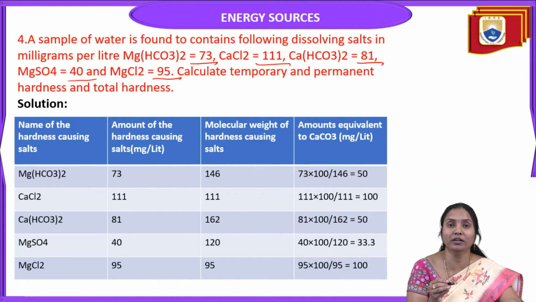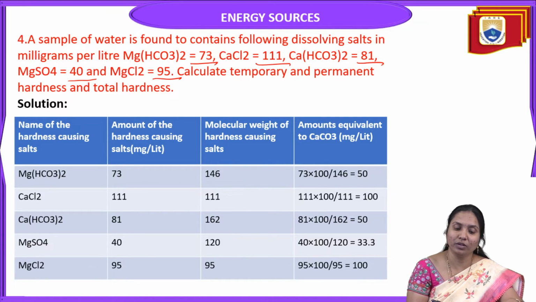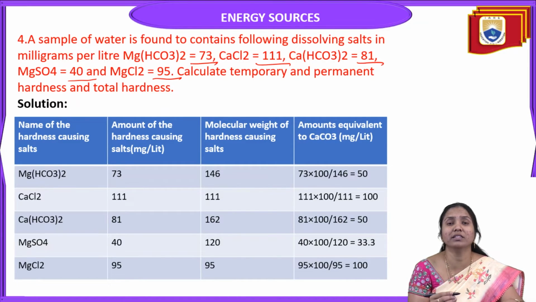And why have we chosen only CaCO3? Because it is highly insoluble in water, and its molecular weight is 100 and equivalent weight is 50. So that makes the water analysis calculation very easy and simplified. Now, to convert into CaCO3 equivalent terms, what is the formula? Weight of hardness causing salt divided by molecular weight of hardness causing salt, into 100.